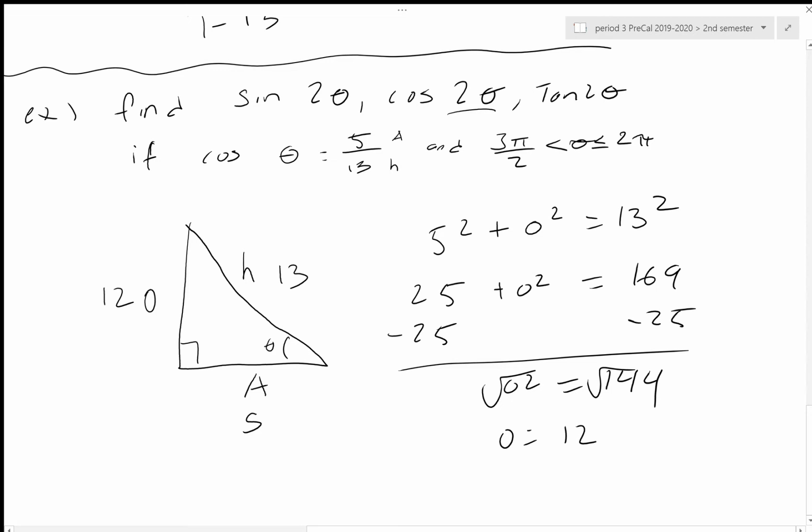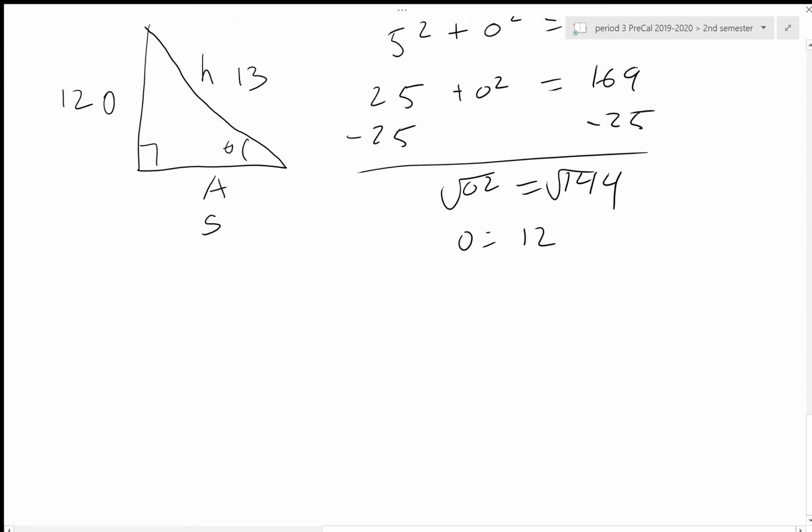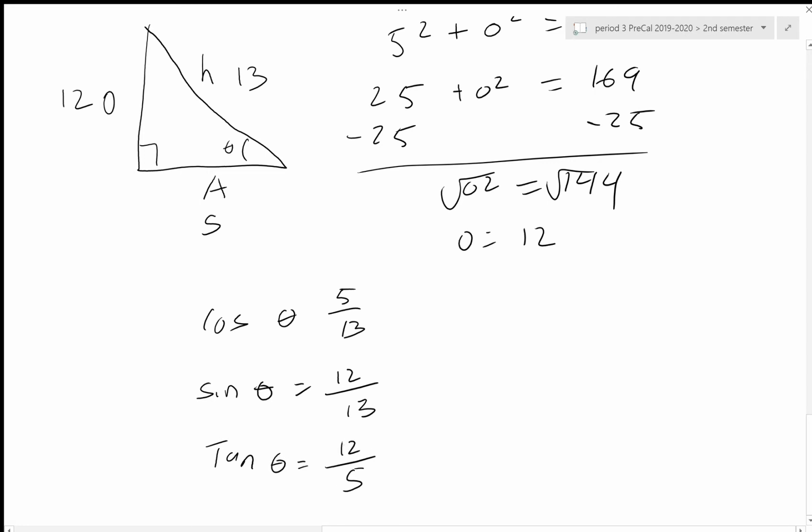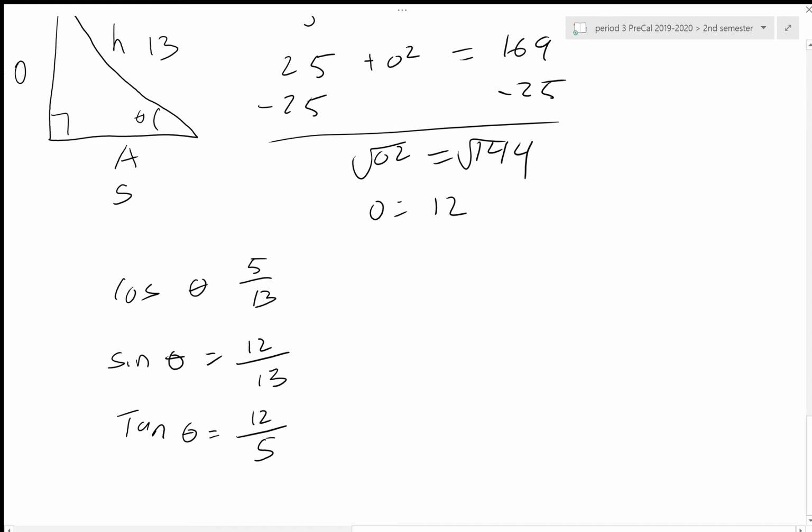Okay. Now that's going to help me because I know what cosine is. I need to figure out what sine and tangent is. Okay, so cosine of theta is 5 over 13. Sine of theta is opposite over hypotenuse. And tangent of theta is opposite over adjacent. Okay. Now, how's that going to help us? Very simple.